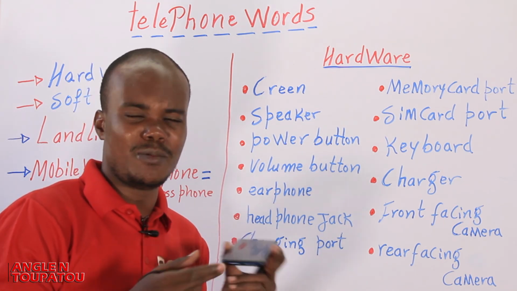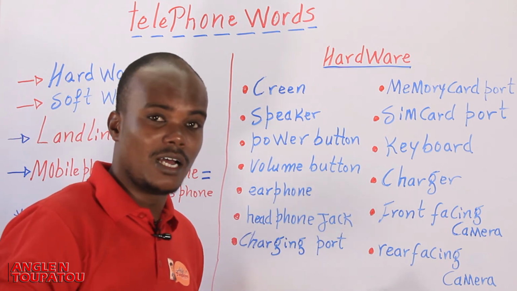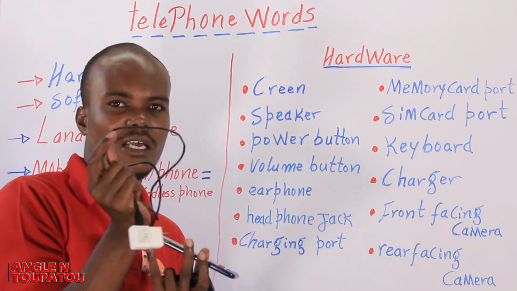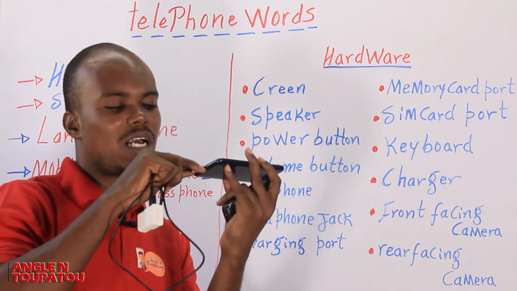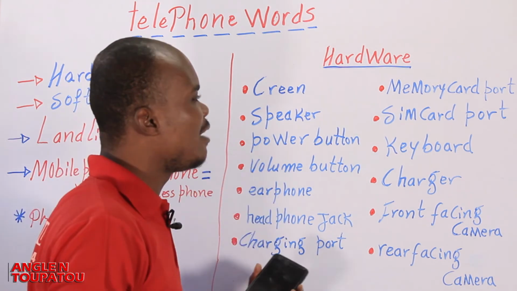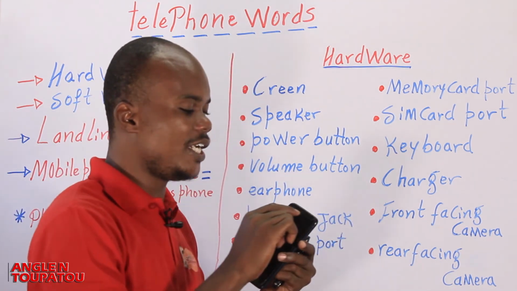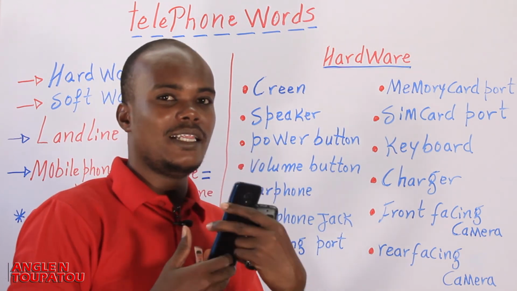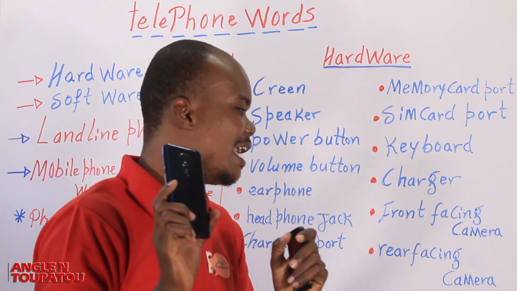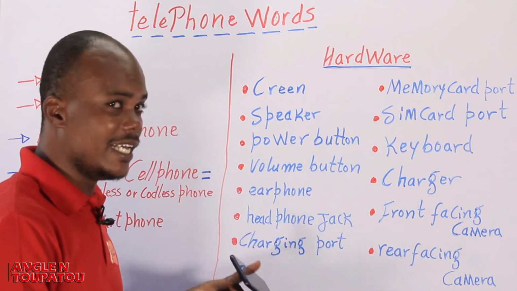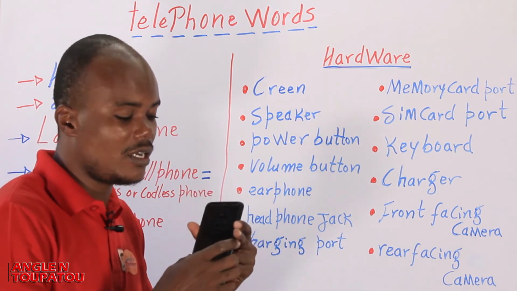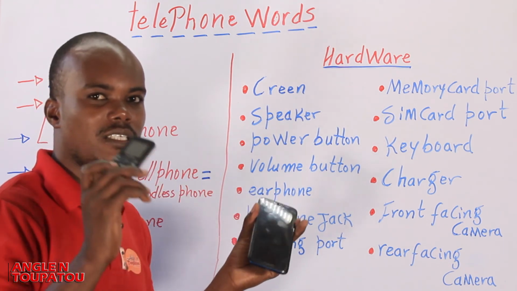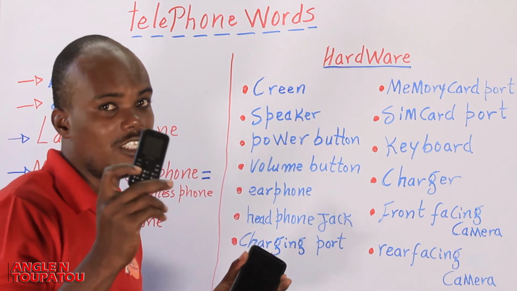All right, good. After the charging port, we get the charger. Charger, where you can plug the charger into the charging port. And then you've been learning front-facing camera. Front-facing camera, c'est caméra devant. And then rear-facing camera, c'est caméra derrière. All right. And then keyboard. I show you keyboard. This is the keyboard, electronic keyboard software, and then this hardware keyboard where you can touch.